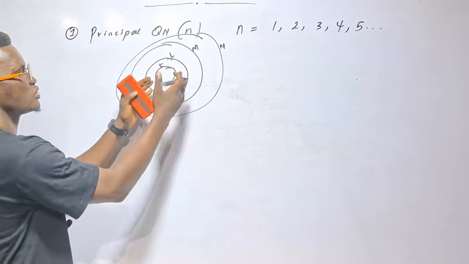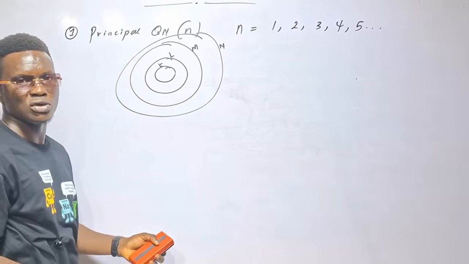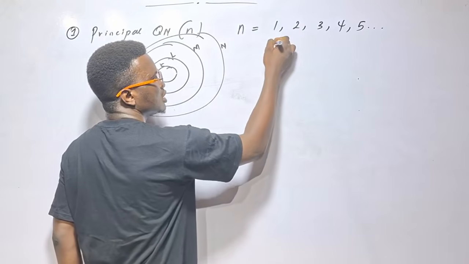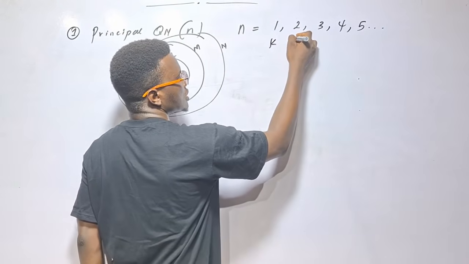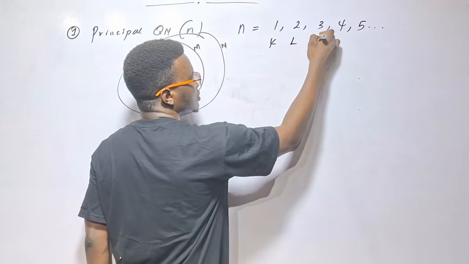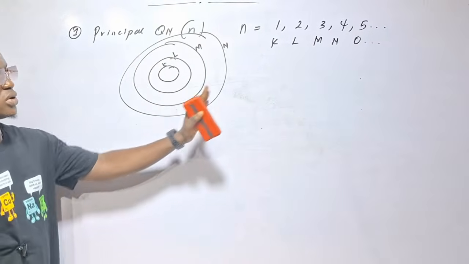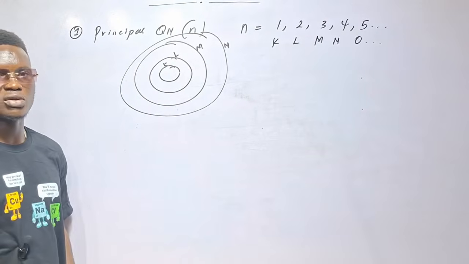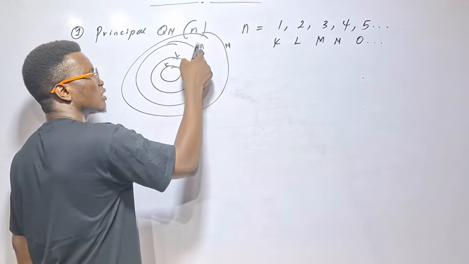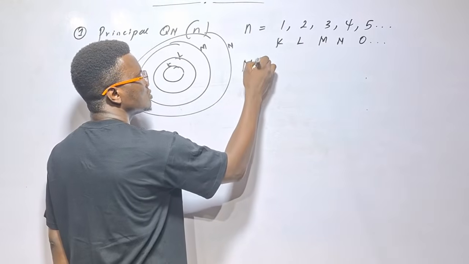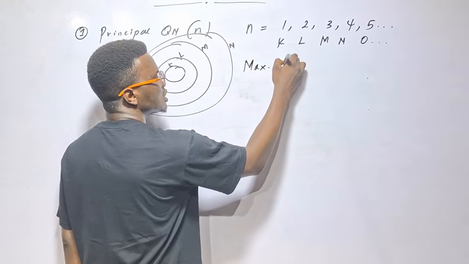So all of these shells are determined by these principal quantum numbers, meaning that when n is 1, that is talking about the K shell. When n is 2, that is talking about the L shell, then the M shell, N shell, O, and so on. So all of these shells are determined by the principal quantum number, and each of these shells carries a maximum number of electrons. So they can ask you what is the maximum number of electrons found in a shell.